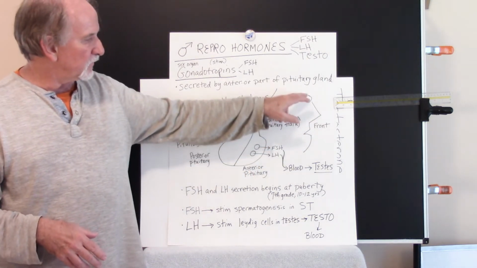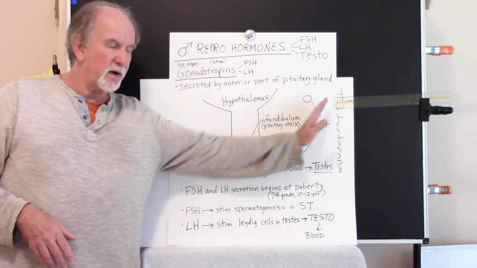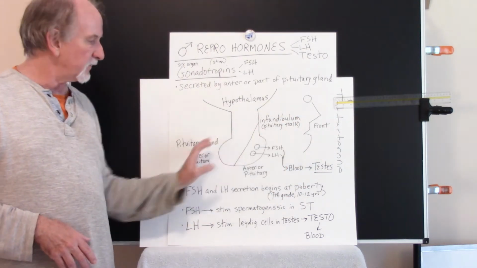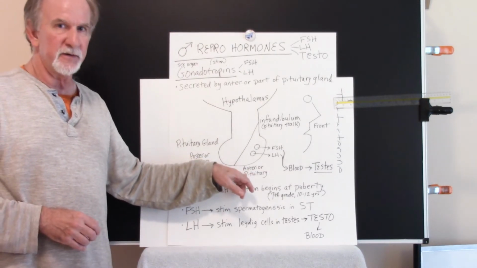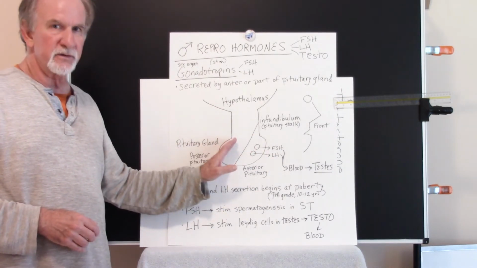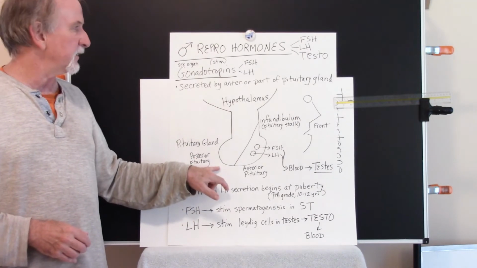So if this were your eye and your nose and your mouth, or the front of the body, then the front portion of the pituitary gland is known as the anterior pituitary. And the back portion of the pituitary gland is known as the posterior pituitary.